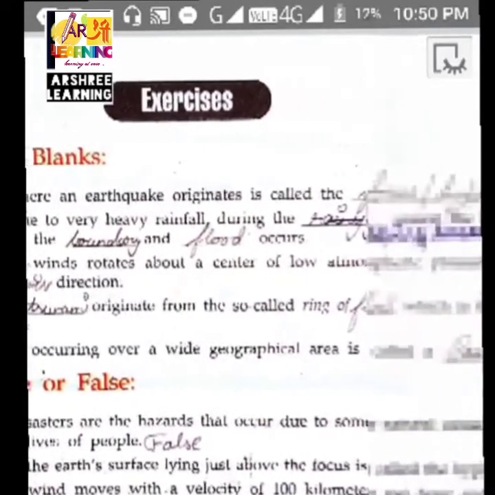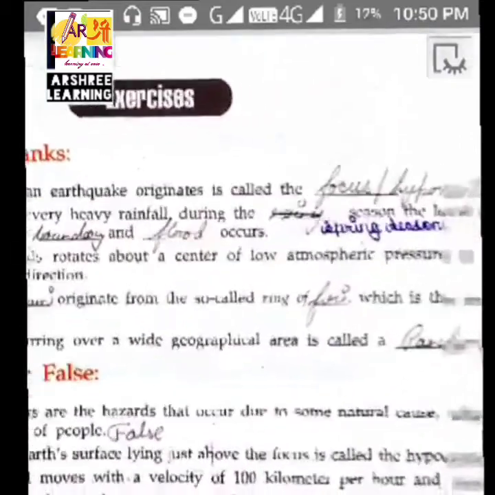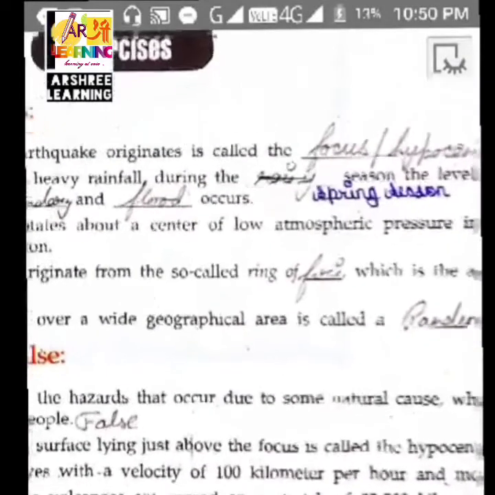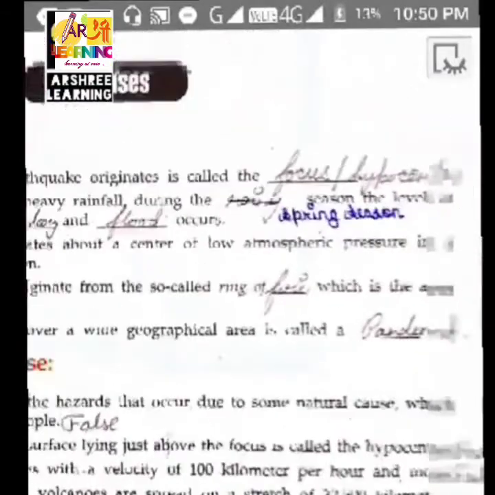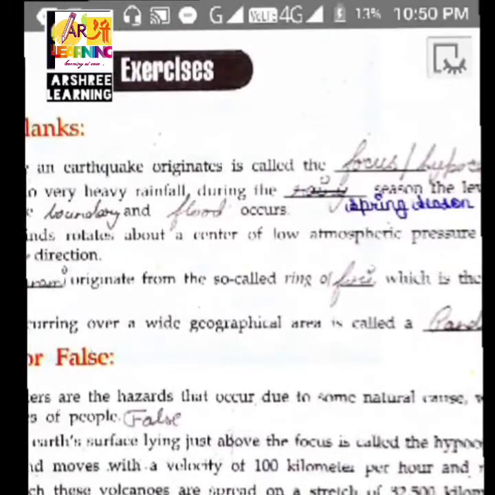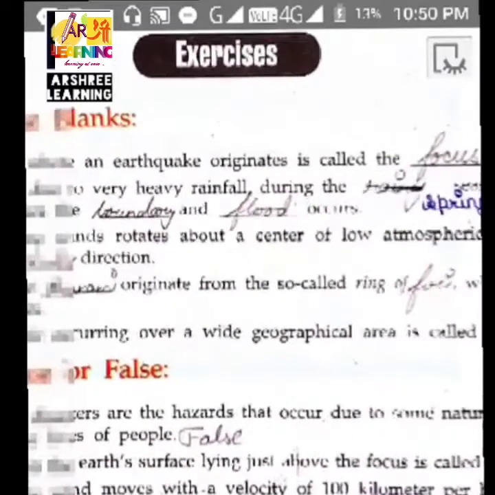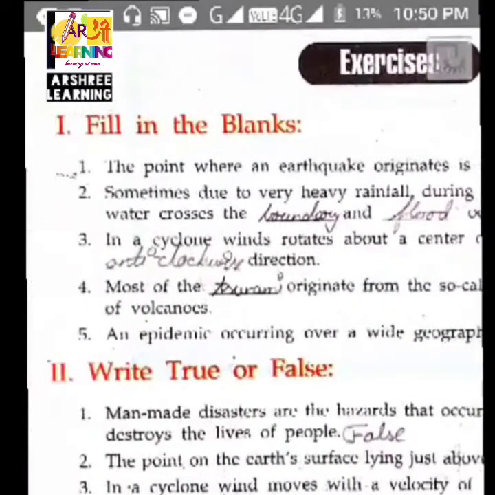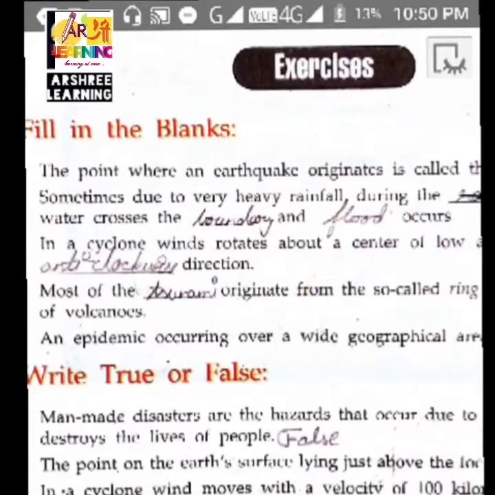Sometimes due to very heavy rain during a thunderstorm, during a season in which there is a large amount of water, the level of water rises. So you will write during the spring season. We don't have summer, we don't have rainy, we say it is the spring season, so write spring only. The water crosses the boundary in a river, which causes flood. So the first fill in the blank is spring, there are 3 blanks in this. The second fill in the blank will be boundary and next will be flood.